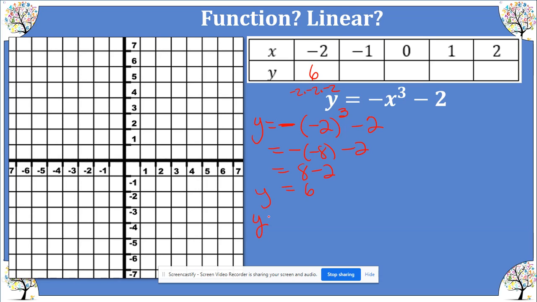Then we have a negative from the equation again. We're going to plug in negative 1 for x. We're going to cube negative 1. Negative 1 times negative 1 times negative 1 is negative 1. And we have this understood negative on the outside. That gives us 1 minus 2, and my y value is negative 1.